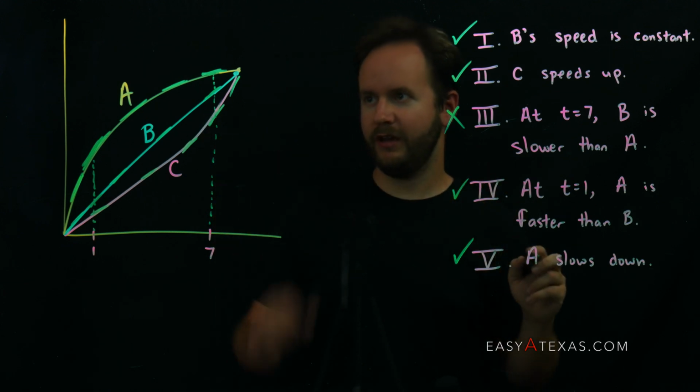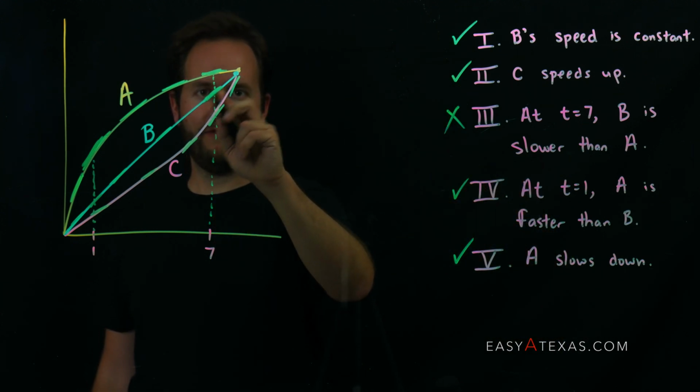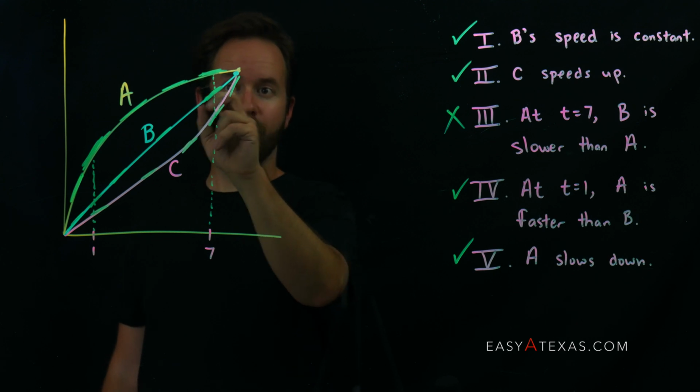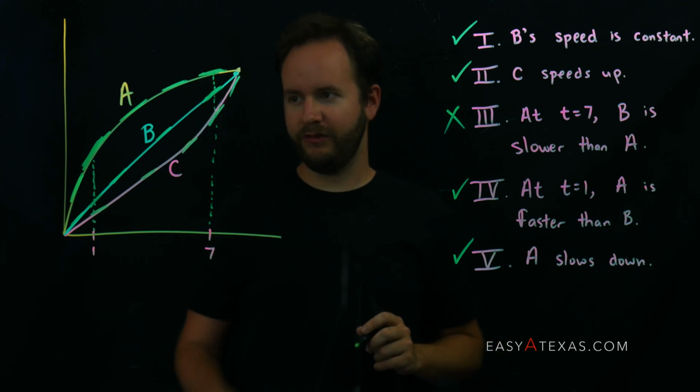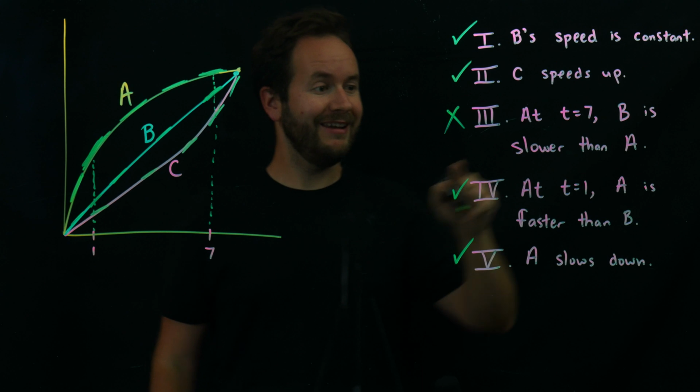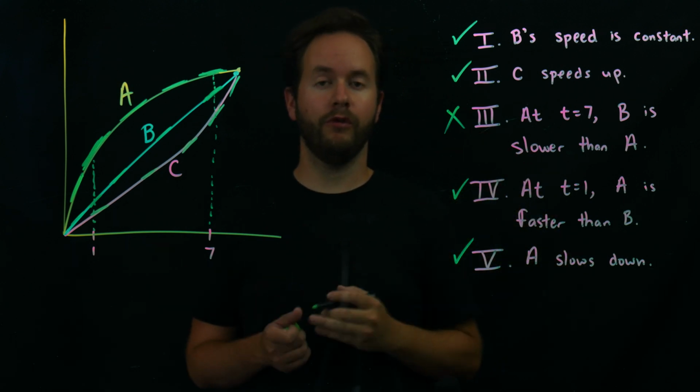So to recap one last time, here we have the slope at 7 for B. His slope is a little bit steeper than the slope for A at t equals 7, and that means B is running faster than A, not slower, which means 3 is false, and therefore the correct answer.